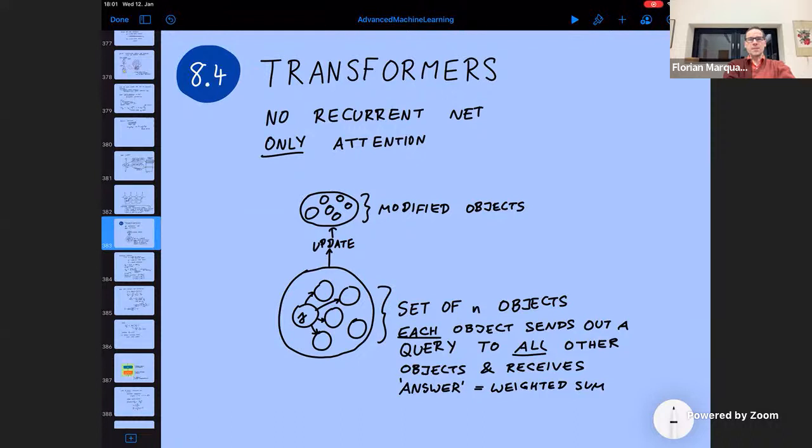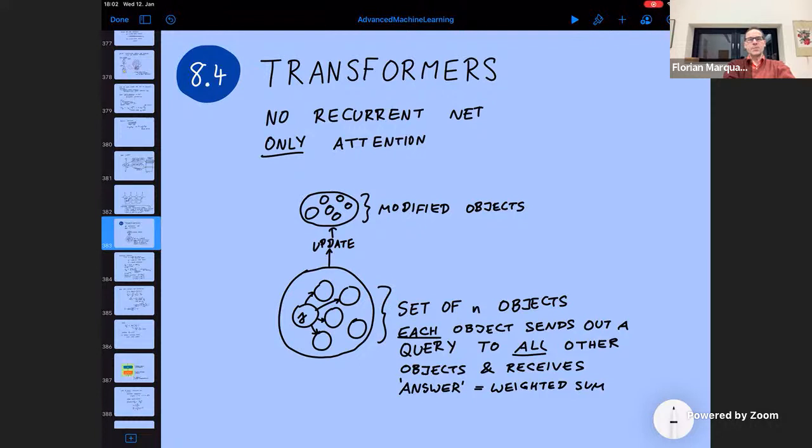And the image displayed here on the screen displays the concept. So you have a set of objects, and each of these objects is allowed to formulate a query, which is then matched against all the keys of all the other objects. And then afterwards, each of these other objects contributes a value, and we take the weighted sum of all these values according to how good was the match between the query and the key. And that is the answer that is being fed back to the original object that formulated the query.